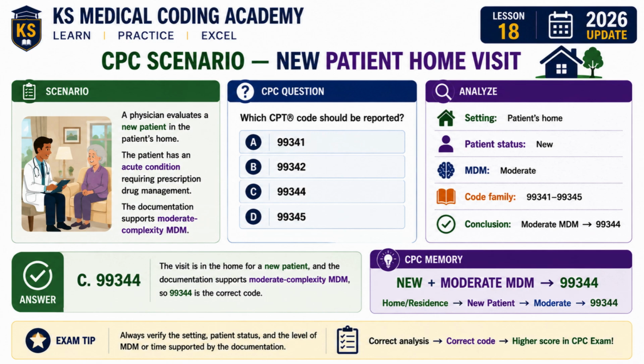Let's work through a CPC scenario. A physician evaluates a new patient in the patient's home. The patient has an acute condition requiring prescription drug management, and the documentation supports moderate complexity MDM. First, identify the setting, the patient's home. Next, identify the patient status, new patient. The documentation supports moderate MDM, so we select the moderate level code from the new patient home or residency M family. The correct answer is CPT 99344. Remember, new patient plus moderate MDM equals 99344. For CPC questions, always analyze setting, patient status, and MDM or time before selecting the code.